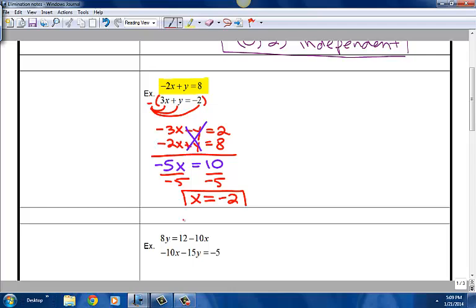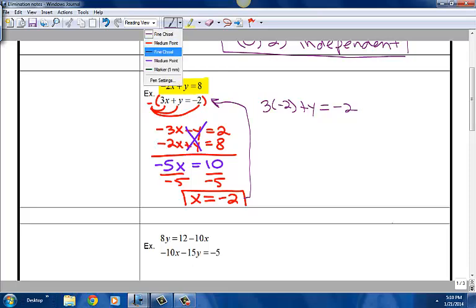Again, that's half my answer. So I need to bring that back up to the top and plug it in either equation and then solve some more. This time I'm going to choose the second equation. So 3 times a negative 2 plus y equals negative 2. And now we just do the math.